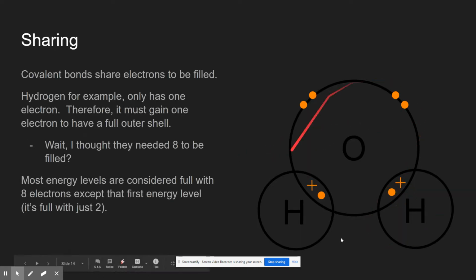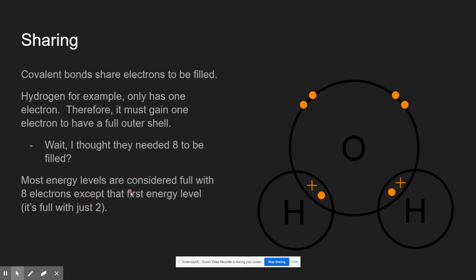Oxygen or water, it's the same concept, but with sharing. So hydrogen shares one of oxygen's electrons. Another hydrogen shares one of its electrons with oxygen. So now oxygen has 8. Hydrogen, remember, hydrogen only has 2. You might say, I thought the octet rule. Remember, the octet rule applies. Most energy levels are considered full with 8.